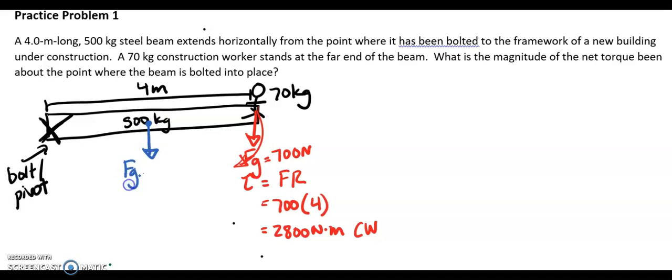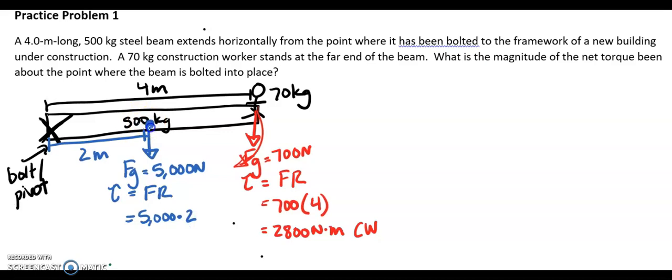So force of gravity for this steel beam is going to be 5,000 newtons. So the torque is just our force times our distance from the pivot. So it's going to be 5,000 times, how far away is this beam from the pivot? Well, it looks like it's 2 meters away, because again, we draw the force of gravity vector in the center of a uniform object. So this is going to be 10,000 Newton meters.